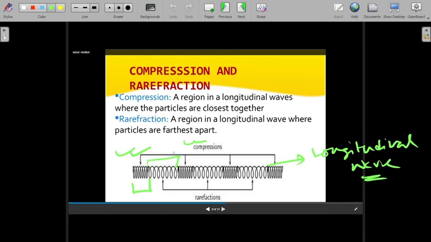Okay, so what are compression and rarefaction? Compression is a region in a longitudinal wave where the particles are closest together. See, here I have shown you that when the spring particles get close to each other, that point is called the compression, and when they get away from each other, this position and this position, these are called the rarefaction.